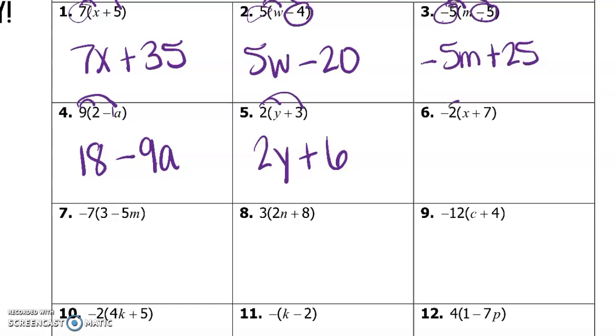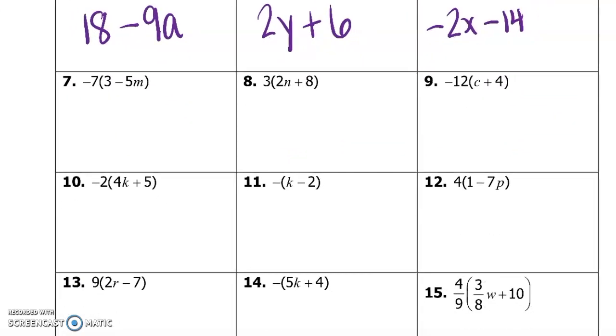Number 6, negative 2 times x is negative 2x. Negative 2 times positive 7 is negative 14. So you're going to write minus 14. Do not write plus negative. You need to leave that as a minus sign. If you have a plus negative, it will be counted wrong. Okay, so if you write this, that will be counted wrong. So you're going to have to change it to just a minus sign.